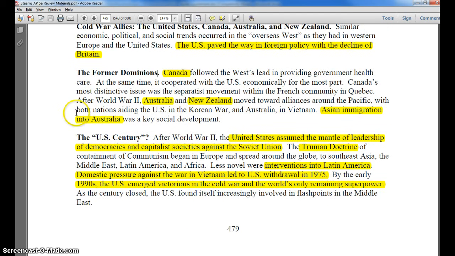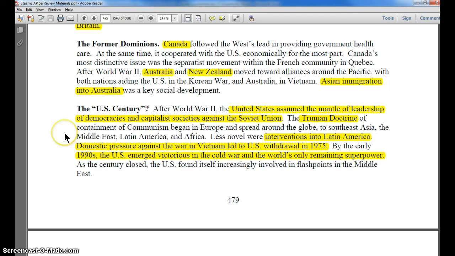So then we move into the U.S. century, because we talk about how the United States is the dominant power in the world after Britain shrinks. So we enter into what the book calls the U.S. century. We are kind of the leader of democracies and capitalism, and the Soviet Union is the superpower that's the leader of communist nations. This sets up our Cold War conflict.